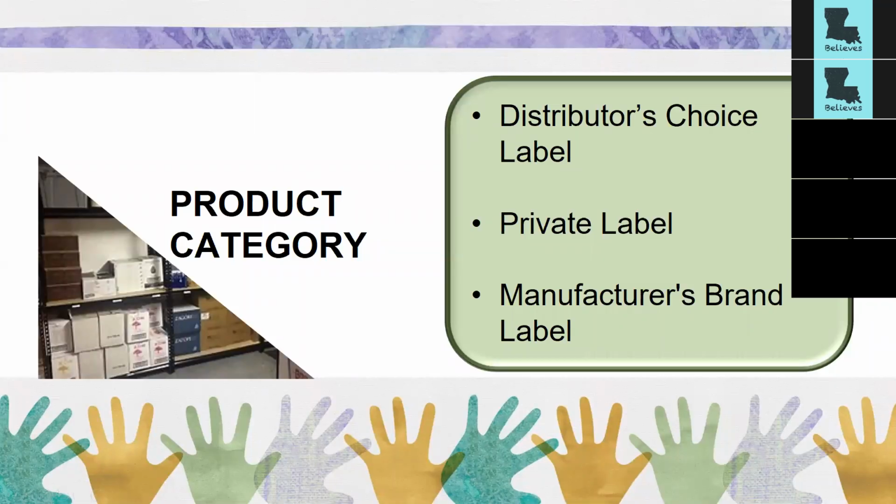The menu and standardized recipes will help to determine the type of product to purchase. There are 3 product categories: distributor's choice, private label, and manufacturer's brand. Review all of the categories to determine which label fits your needs. For example, the SFA would not need to purchase the top quality labeled green beans to prepare a green bean casserole.